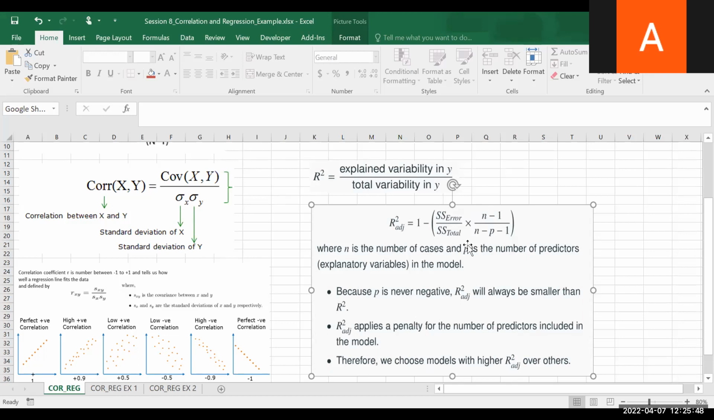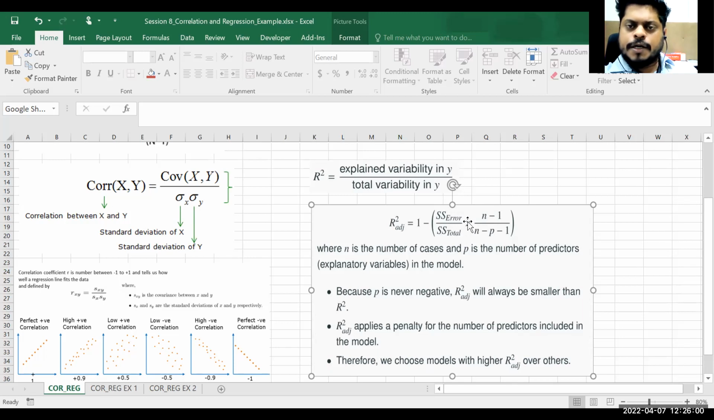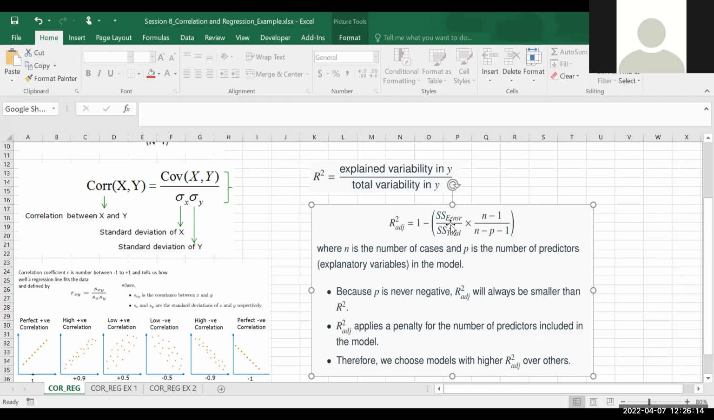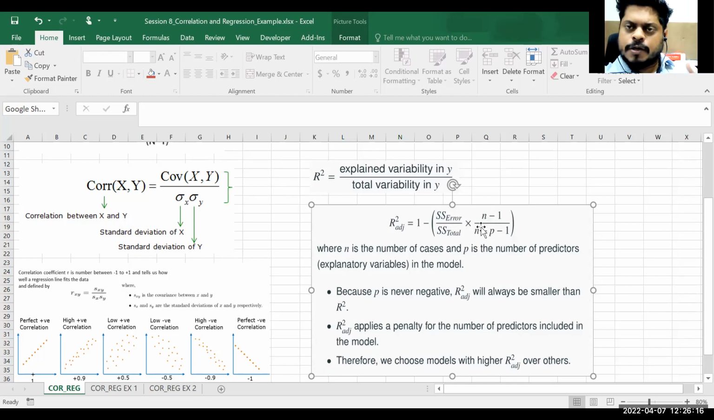Believing the other ratio is the same, let's say this ratio, SS error divided by SS total, is some value, say 0.8, or let's say 0.5. So initially, 0.5 multiplied by 1.25, what is that value? 1.25 divided by 2, 0.62, right? Now what will happen? 0.5 multiplied by 2 will become 1. Correct or not? Yes, sir.